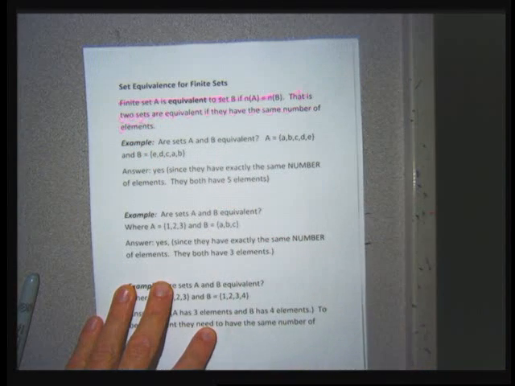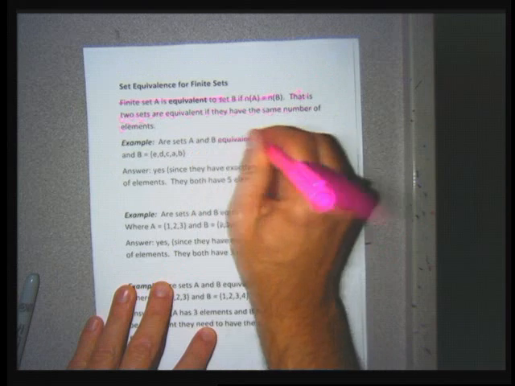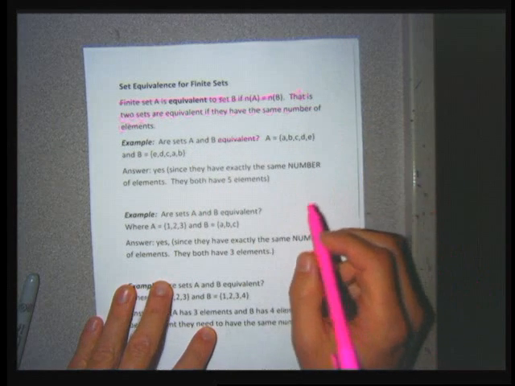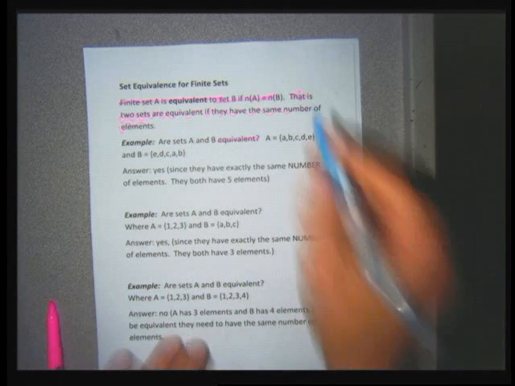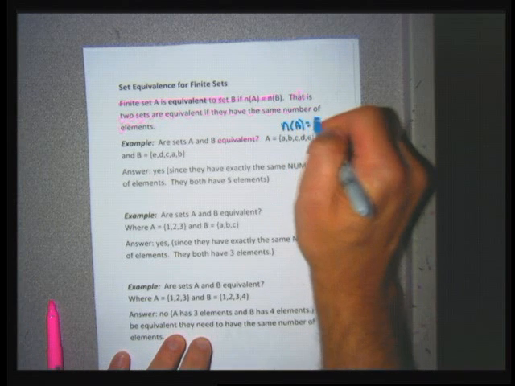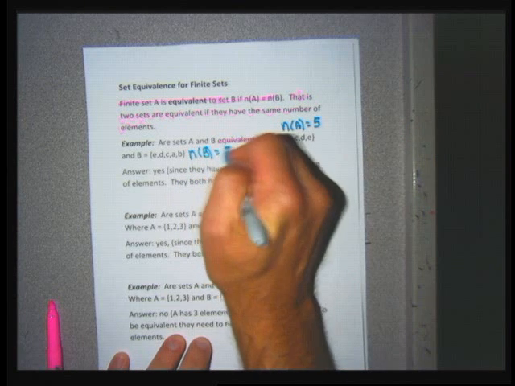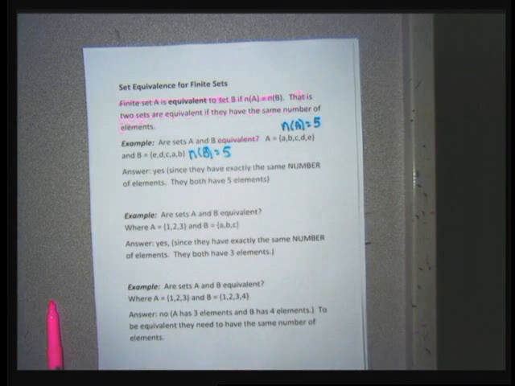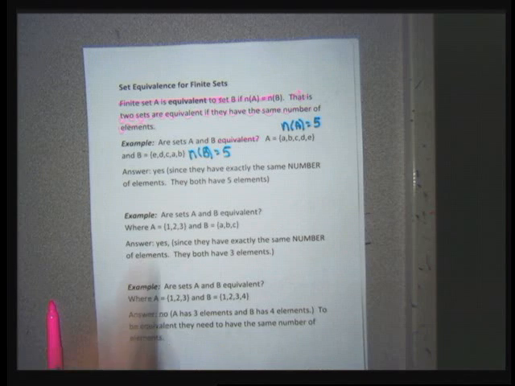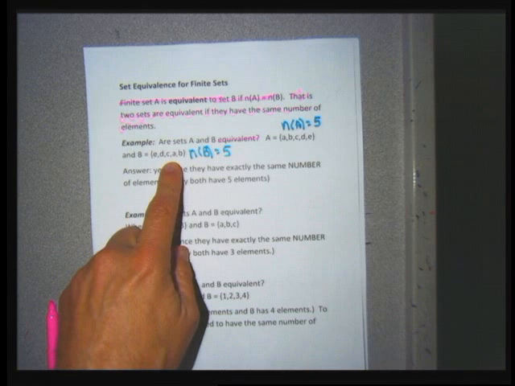So same example with the word equal changed to equivalent. Are these sets equivalent? To be equivalent, they need the same number of elements. The cardinal number of A is 5 because it has 5 elements. The cardinal number of B is 5 because it has 5 elements. Because they both have the same number of elements, these are considered equivalent. So these two sets, they were equal and they're equivalent.